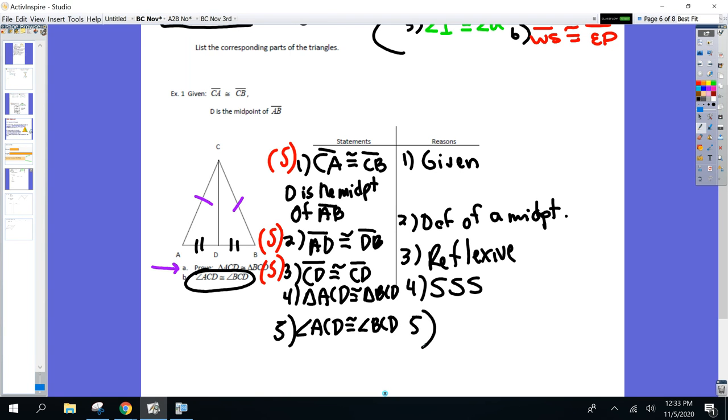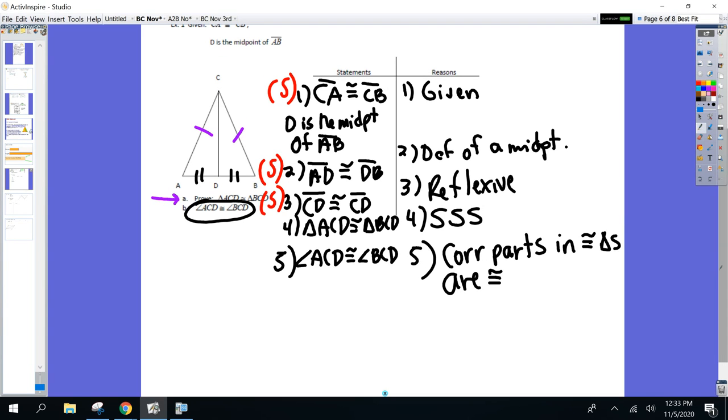So what's going to be my reason I'm going to have you write down to show me that they're congruent? Ready? Corresponding parts, because that's what they are. Corresponding parts in congruent triangles are congruent. We just proved the triangles congruent. But you have to have the triangles congruent first.